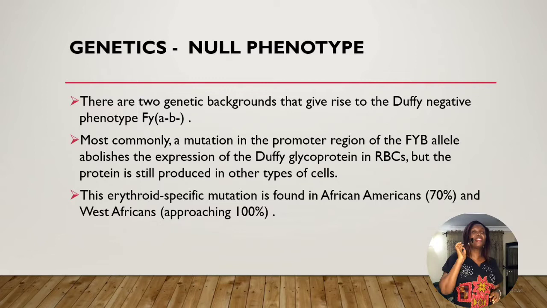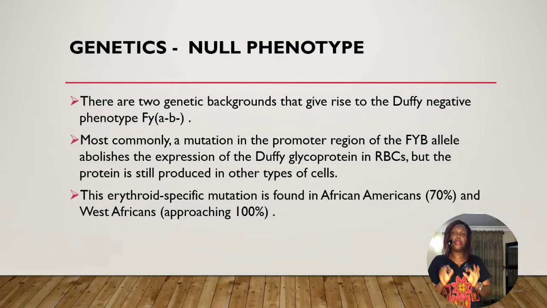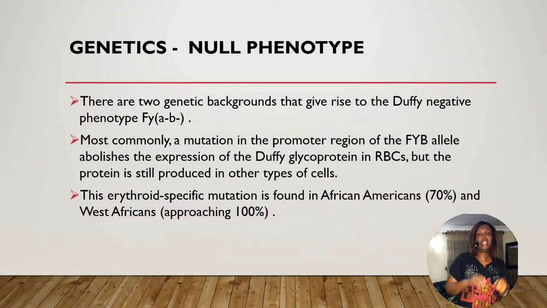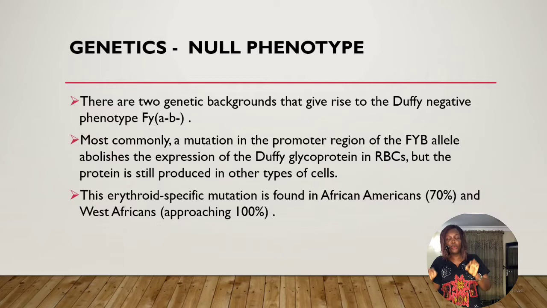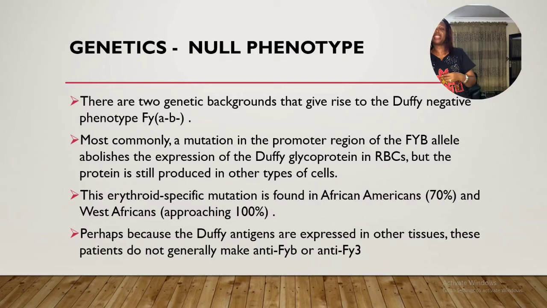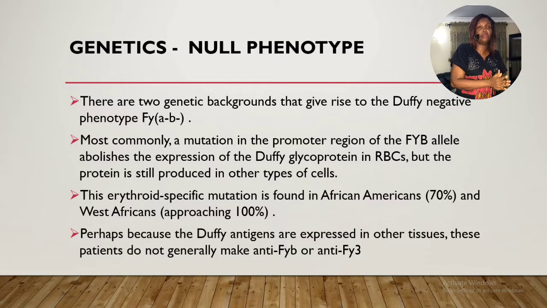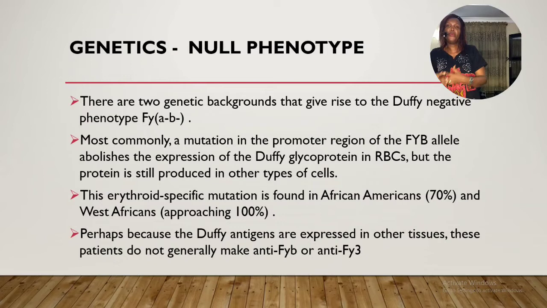Now, there are two genetic backgrounds that give rise to Duffy negative phenotype. The most common one is a mutation in the promoter region of the FYB allele, which abolishes the expression of Duffy glycoprotein in red blood cells. But the protein is still produced in other types of cells. Now, this erythroid-specific mutation is found in 70% of African Americans, and approximately 100% of West Africans. Those in West Africa have about 100% prevalence of this type of mutation. Therefore, you find mostly Duffy null phenotype of this nature in African Americans and also people from West Africa.